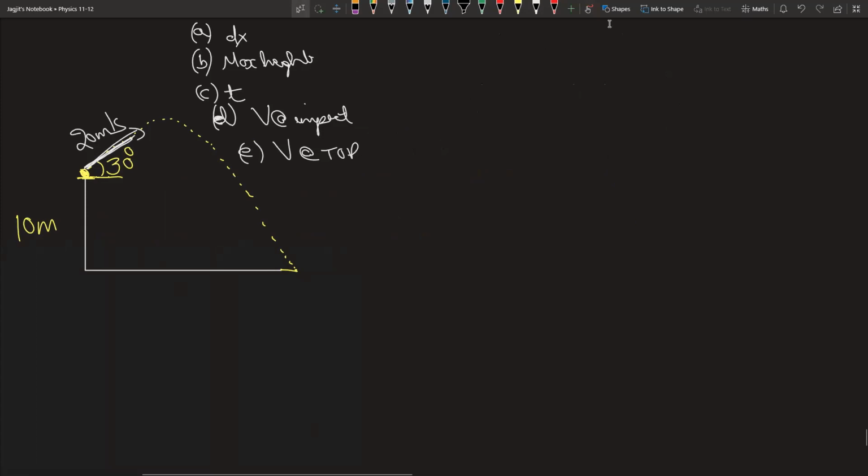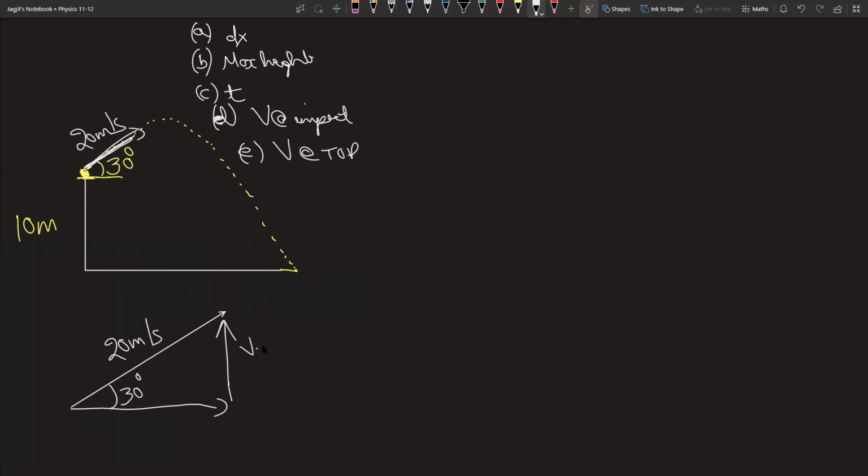Whenever you have initial velocity going at an angle, we want to break it up. We want to get that angle, and we want to get the x and y components. So this is our velocity. We're going to break it up into x and y components. So let's say this is my x and this is my y. This is 20 meters per second. My angle is 30 degrees.